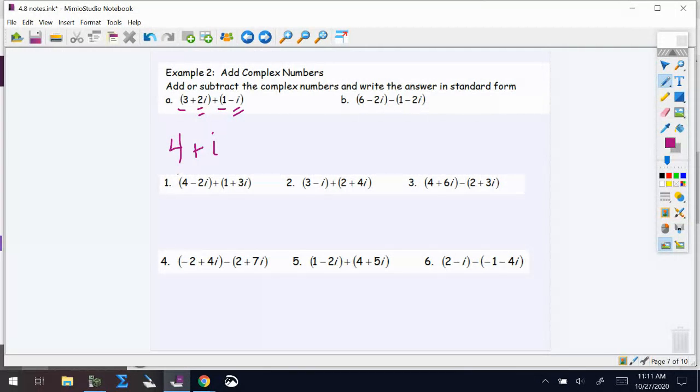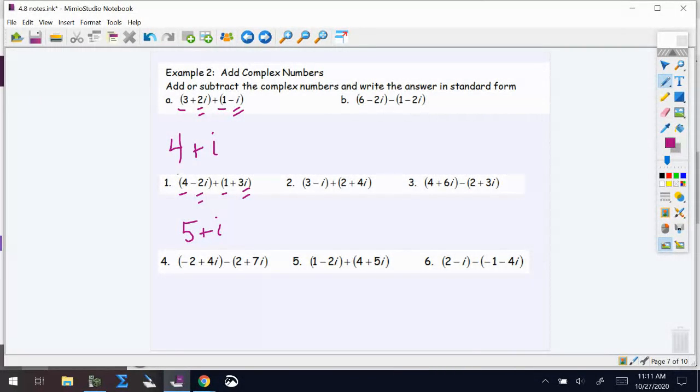I'll do the one below it because it's addition, and then I'm going to go to subtraction. Same thing, we add our real parts together. So 4 plus 1 is 5. And then negative 2i plus 3i is positive 1i, or just plus i.